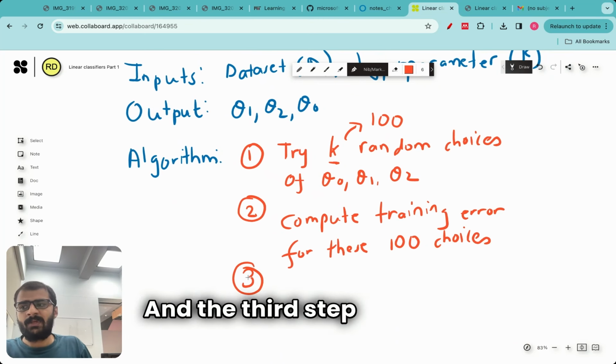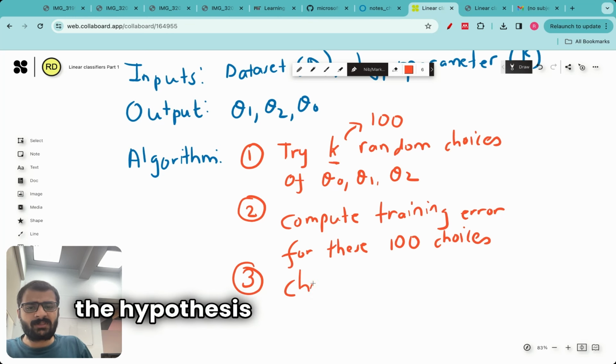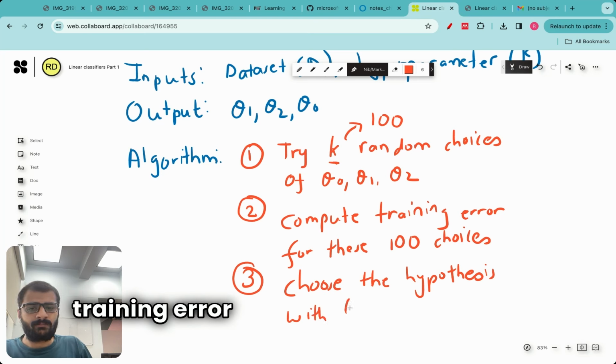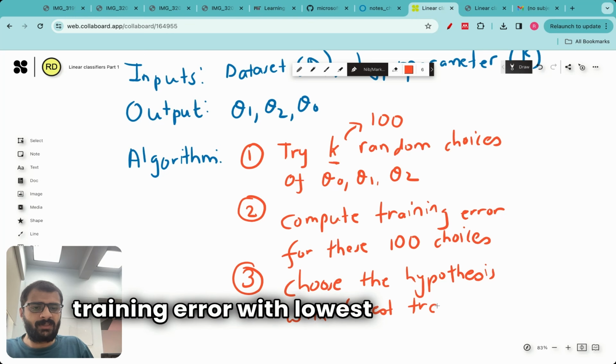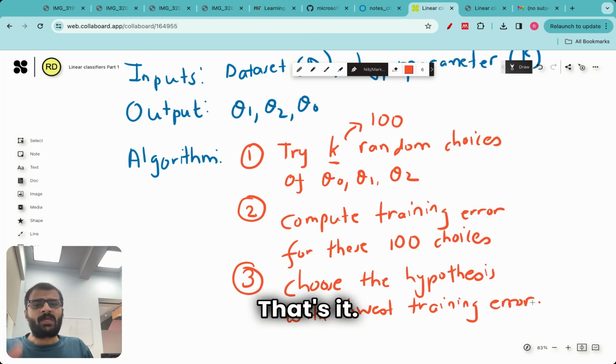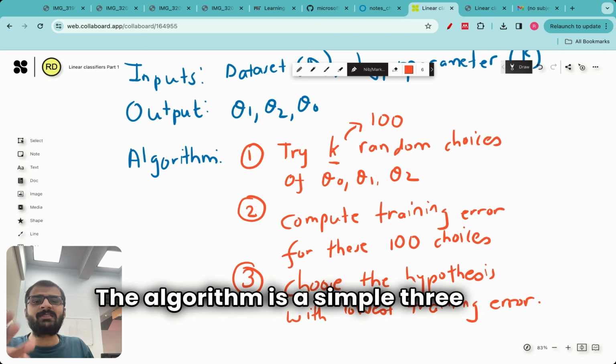And the third step is to choose the hypothesis with the lowest possible training error. That's it. The algorithm is a simple three-step procedure.